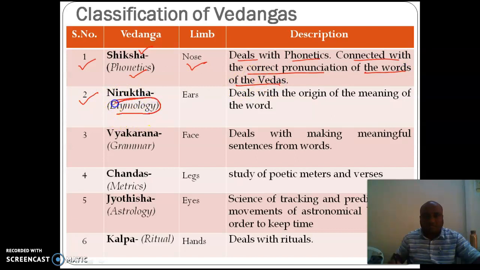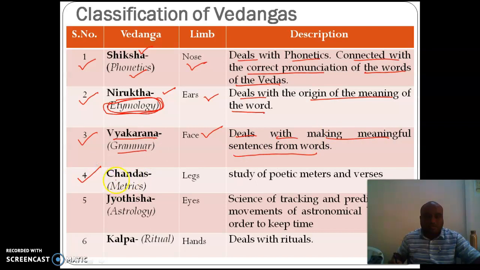As I mentioned in the previous class also, etymology is the study of words. It is given by the Vedanga Nirukta and it is associated with the limb ears. And it deals with the origin of the meaning of the word. Third one, Vyakarana, that is grammar. It is associated with the limb face, which deals with making meaningful sentences from the words.